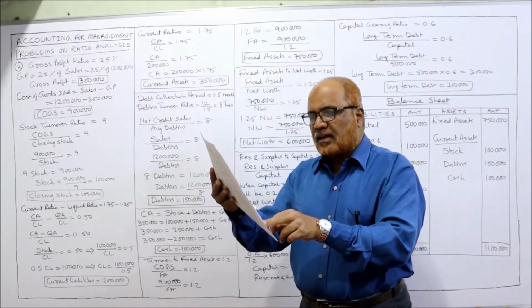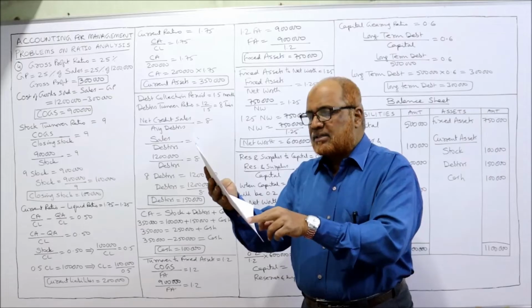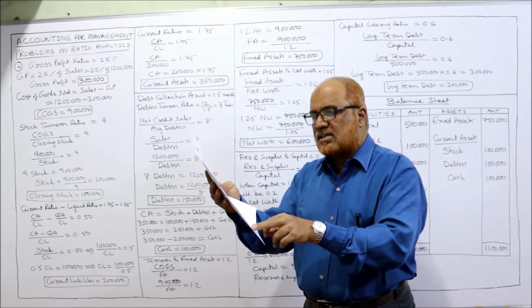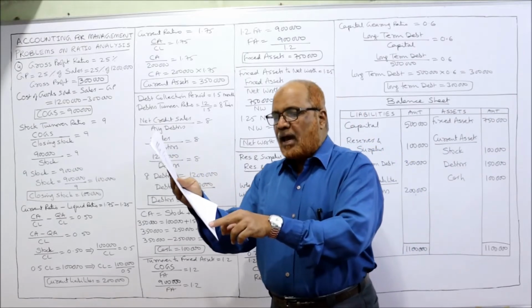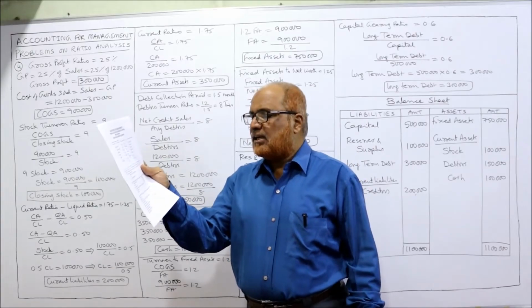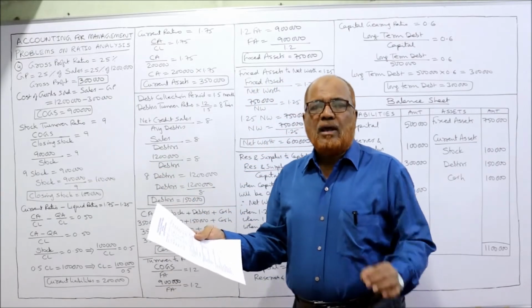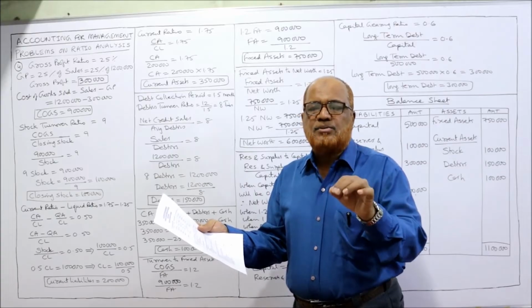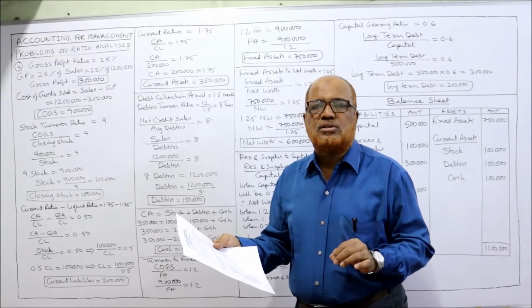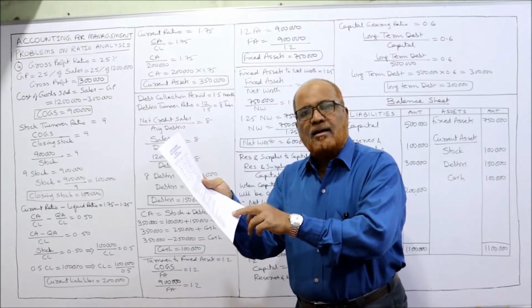So turnover to fixed assets 1.2. Capital gearing ratio 0.6. Fixed assets to net worth 1.25. And lastly, sales for the year 12 lakh. Now we have to select which items we can start our calculations with. Sales are given, 12 lakh.